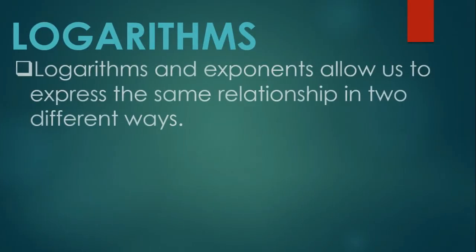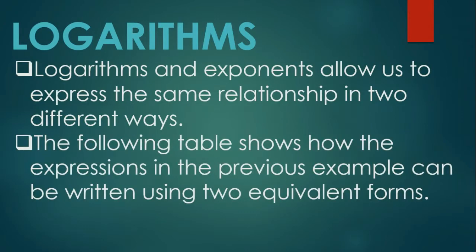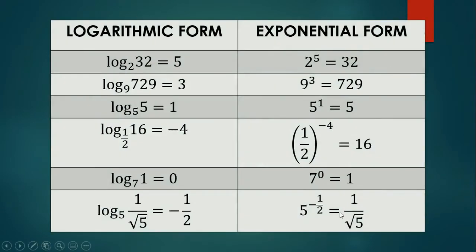All about logarithms. Logarithms and exponents allow us to express the same relationship in two different ways. The following table shows how the expressions in the previous example can be written using two equivalent forms. So, as you can see in example A, the first item, log base 2 of 32 is equal to 5.